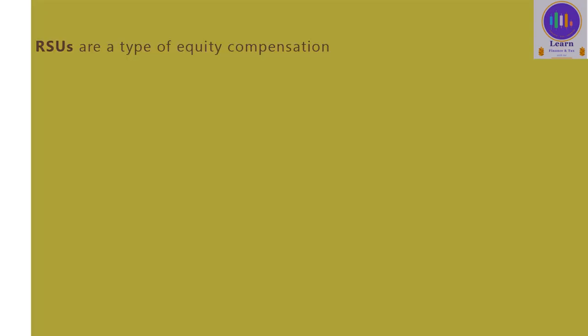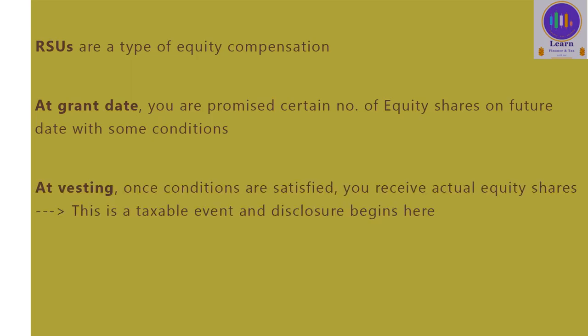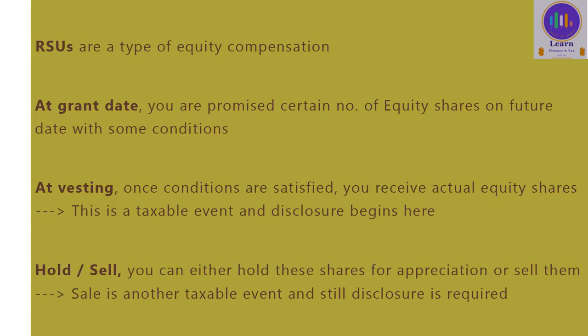Restricted stock units are a type of equity compensation. They are mostly provided by MNCs. In India, there are two layers of taxation for this. At grant date, you are promised a certain number of equity shares on a future date. At vesting, once the conditions are satisfied, you actually receive the equity shares promised, and this is a taxable event. Then you can either hold for some time for appreciation, or sell them. And when you sell them, it is another taxable event.